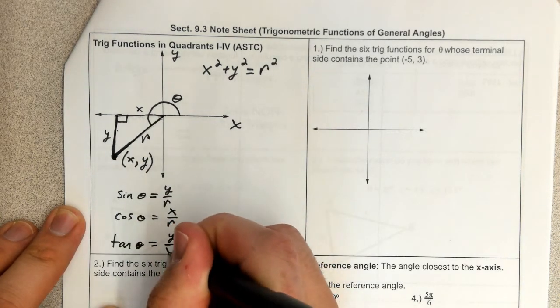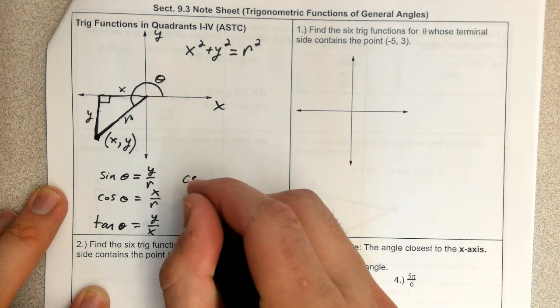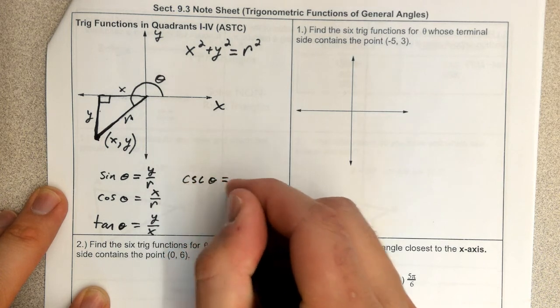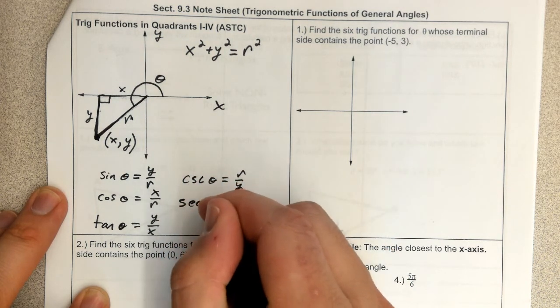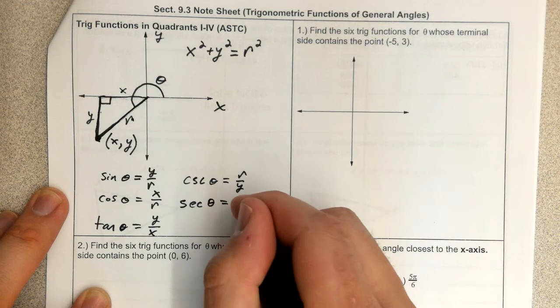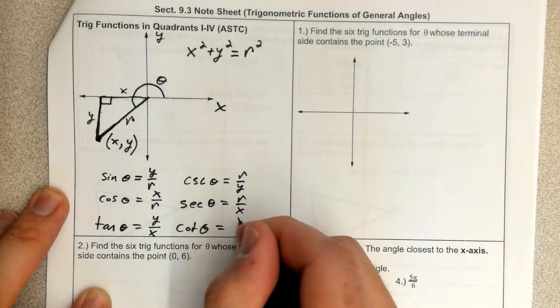And then the reciprocal functions we can get just by flipping all of those fractions. So cosecant of theta is equal to r over y. Secant of theta is equal to r over x. Cotangent of theta is equal to x over y.